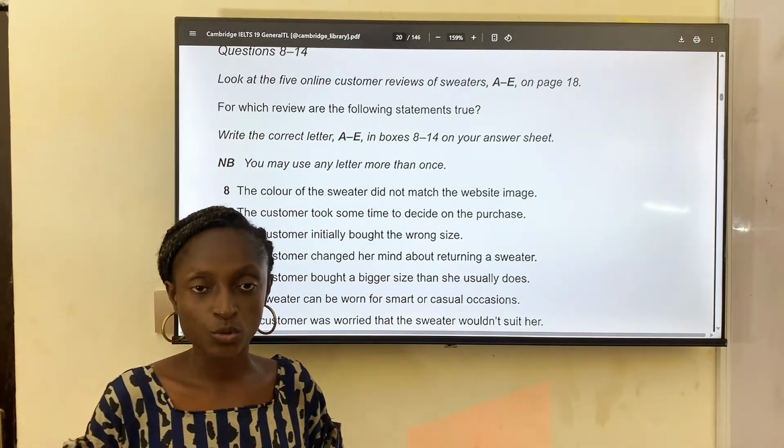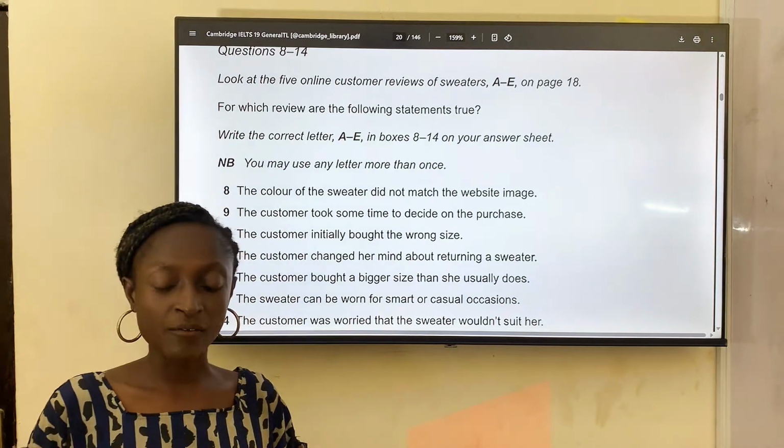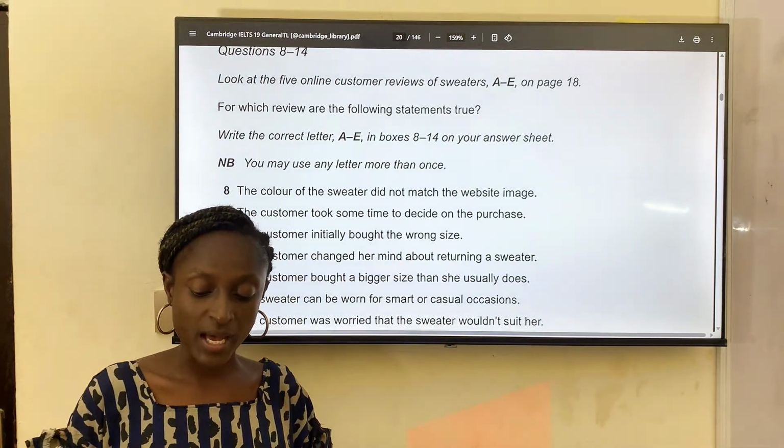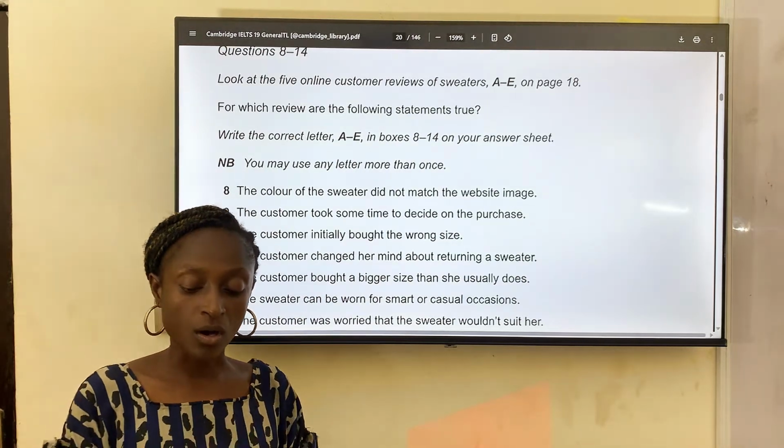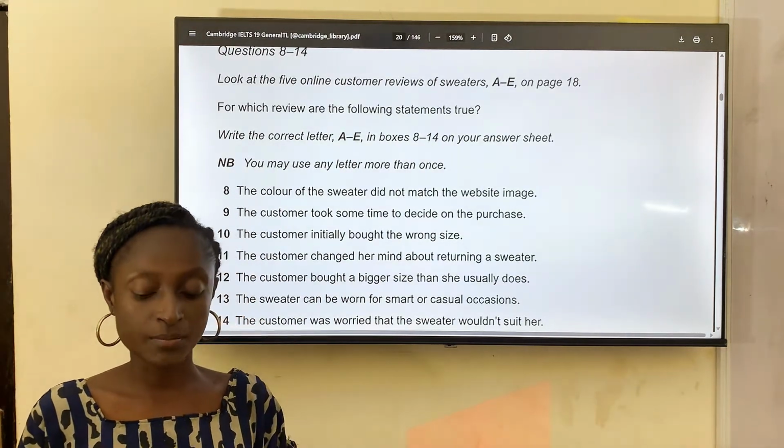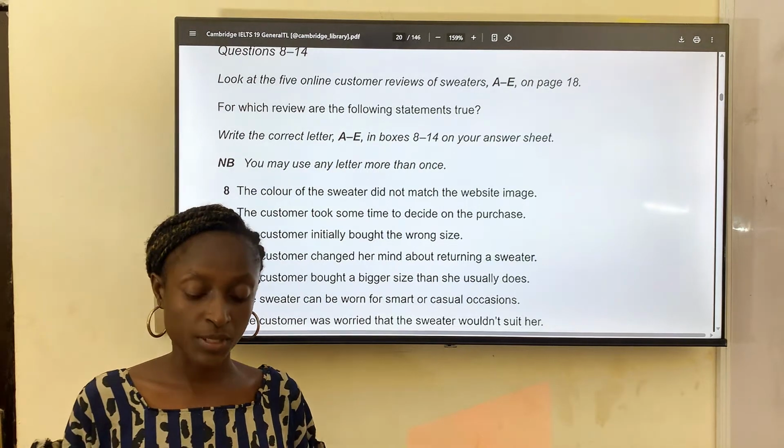So now let's look at question 8. We have: the color of the sweater did not match the website image.